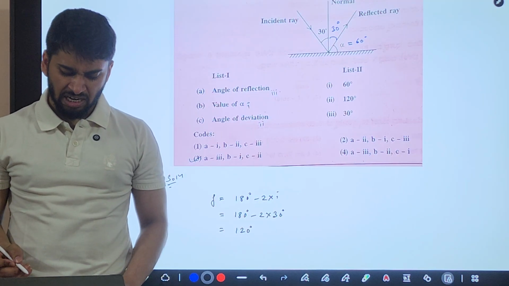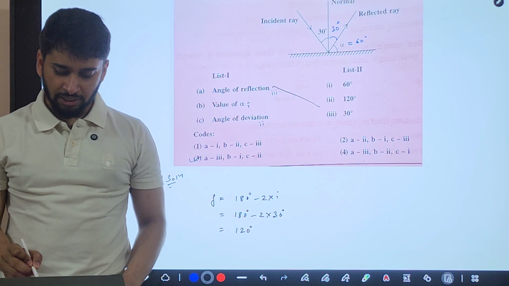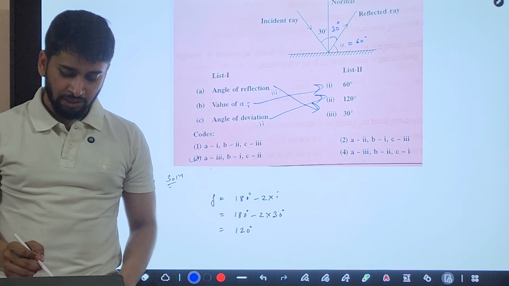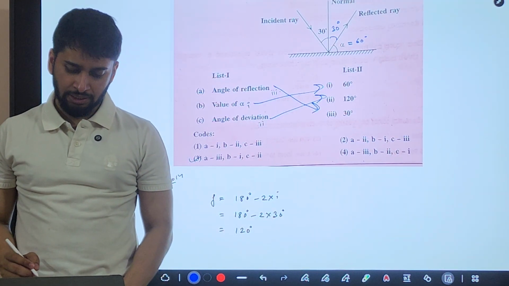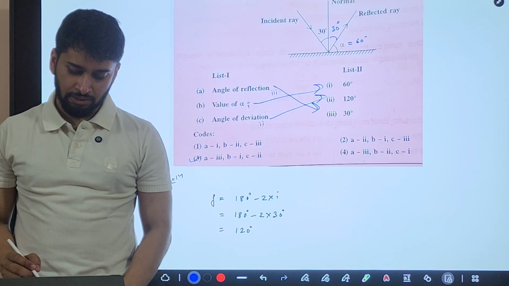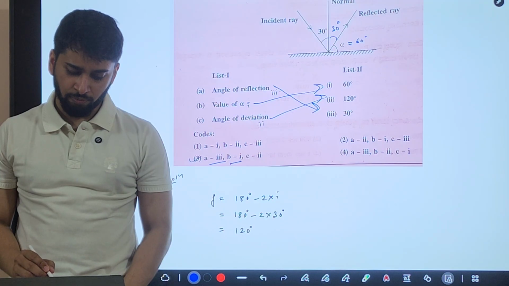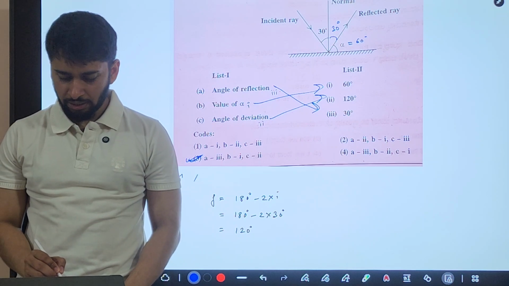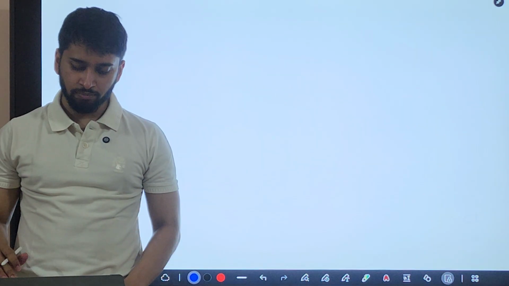So angle of reflection is 30 degree. Great. Value of alpha is 60 degree. Great. Angle of deviation is 120 degree. So mark correctly. A is marked with 3, B is marked with 1, C is marked with 2. So he has marked correct only. So answer will be option 3. Right. So answer is option 3 indeed. Okay, great. Let's go for the next part.